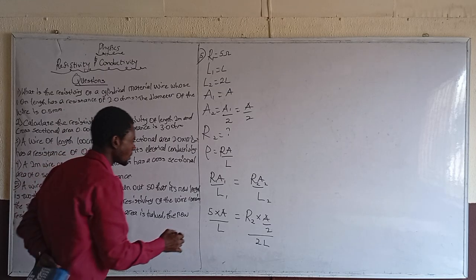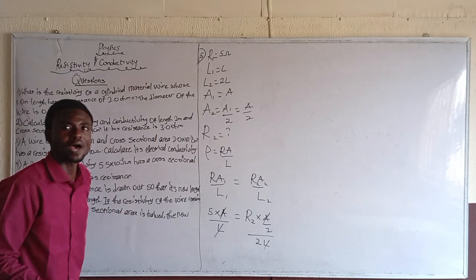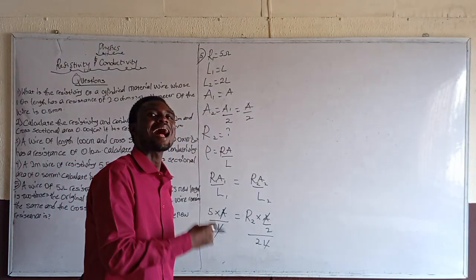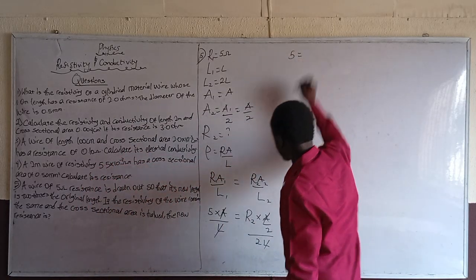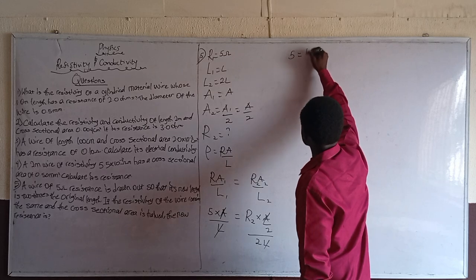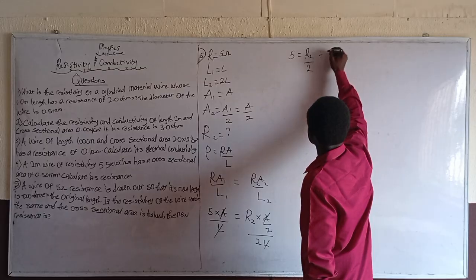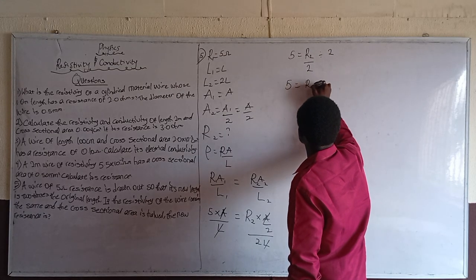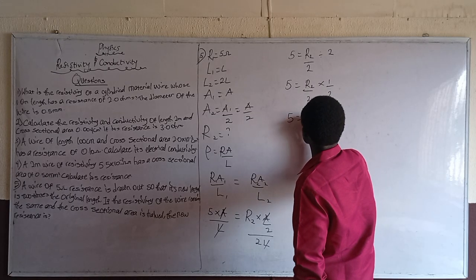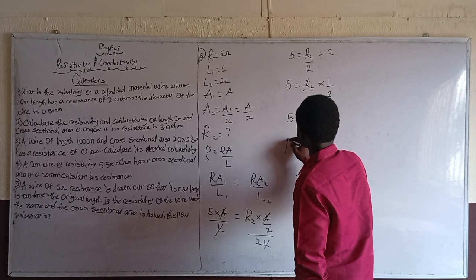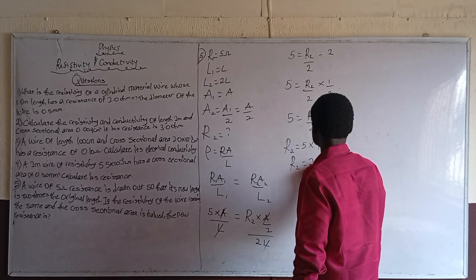Now, in this case now, my A cancels the A. L cancels the what? L. If you have the same thing at left hand side and right hand side, you can cancel out. So in this case, I have 5 equals to, here becomes what? R2 divided by 2, then divided by 2. So 5 becomes R2 over 2 times 1 over 2. So 5 equals to R2 over 4. So my R2 becomes 5 times 4, and the R2 becomes 20 ohms.